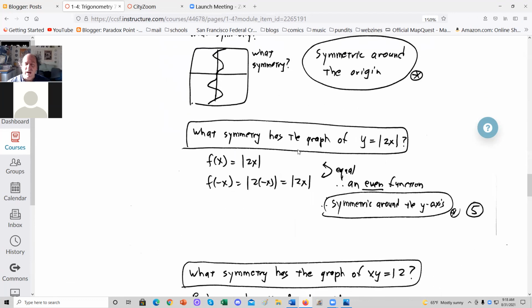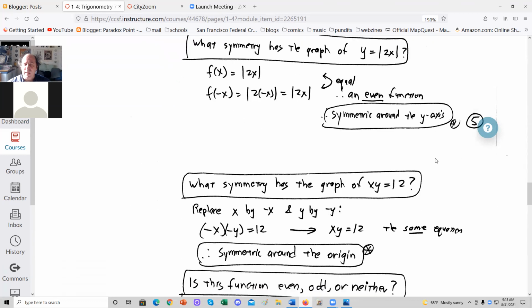What symmetry does the graph of y equals absolute value of 2x have? Well, if f of x equals absolute value of 2x, then f of negative x is absolute value of twice negative x, and the negative cancels out because of the absolute value. So it's absolute value of 2x. These are equal. So f of negative x equals f of x, and that's an even function. It's symmetrical around the y-axis.